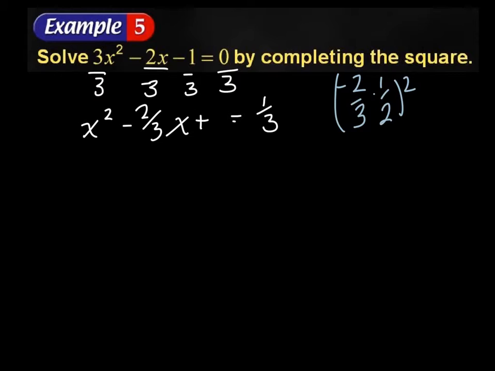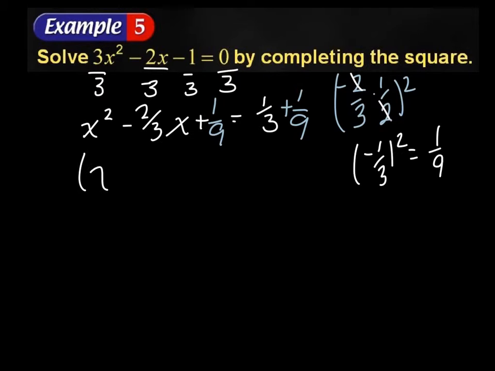Now this time, instead of dividing my coefficient of x by 2, since it's a fraction, I multiplied by 1/2. So now I've got negative 1/3 squared is 1/9. So that's what I want to add to both sides of the equation to complete the square. So now my perfect square is x minus 1/3 squared equals 3/9 plus 1/9 would be 4/9.